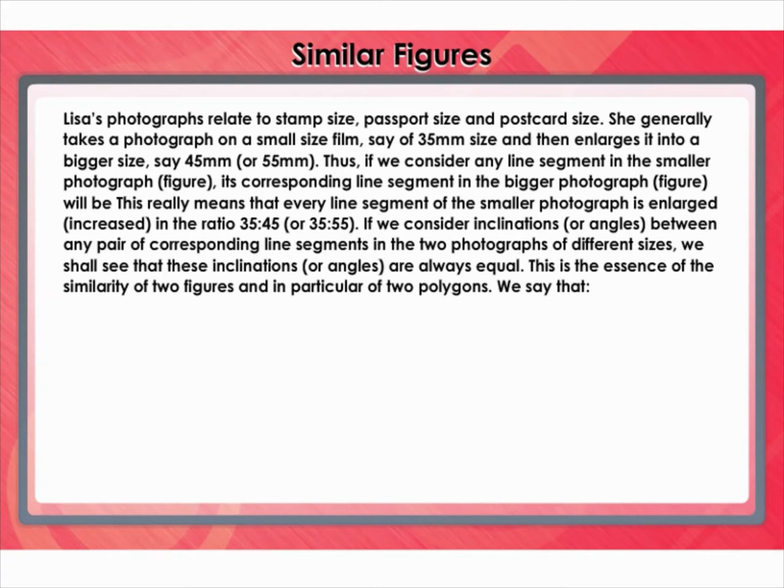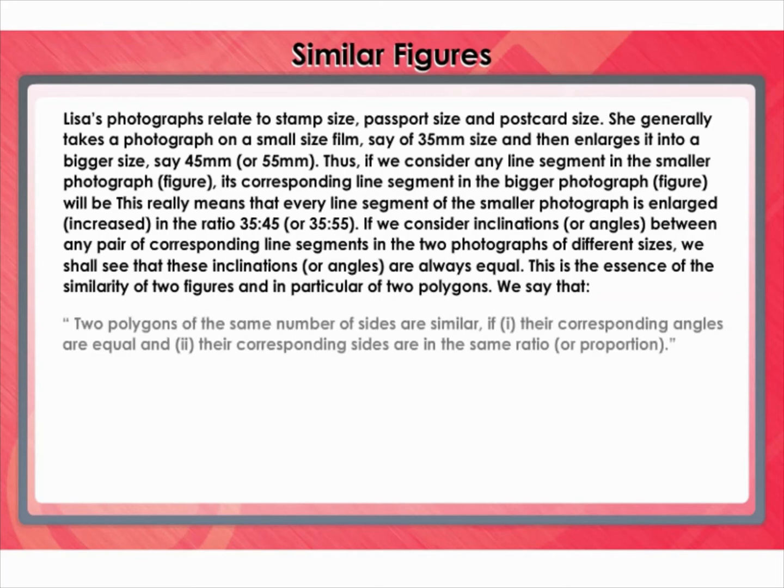Thus, if we consider any line segment in the smaller photograph, its corresponding line segment in the bigger photograph will be this. This really means that every line segment of the smaller photograph is enlarged, increased, in the ratio 35:45 or 35:55. If we consider inclinations or angles between any pair of corresponding line segments in the two photographs of different sizes, we shall see that these inclinations or angles are always equal. This is the essence of the similarity of two figures and in particular of two polygons.